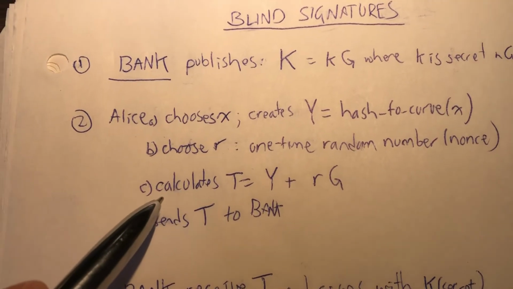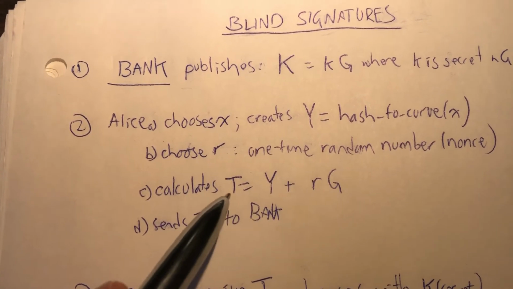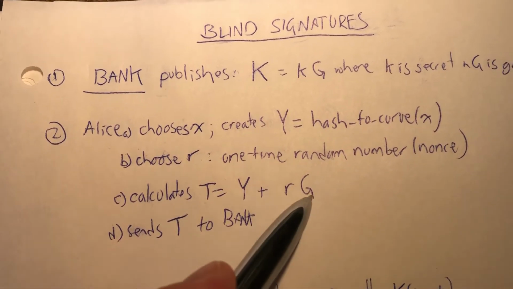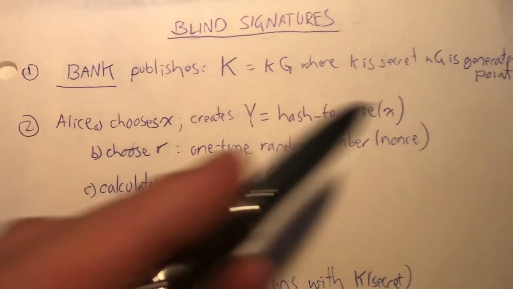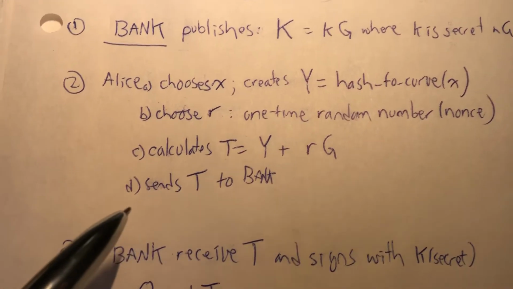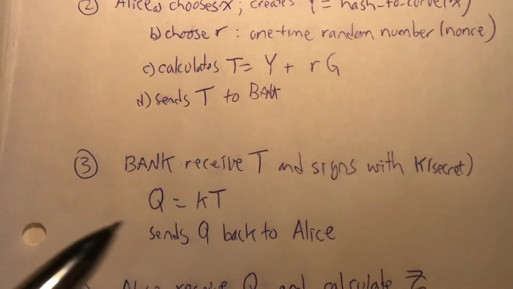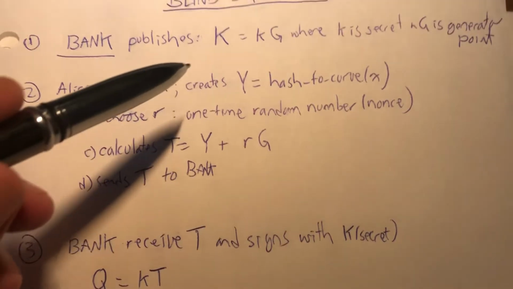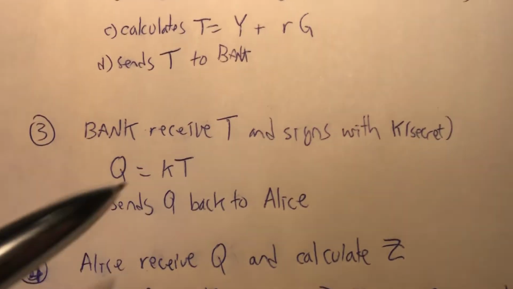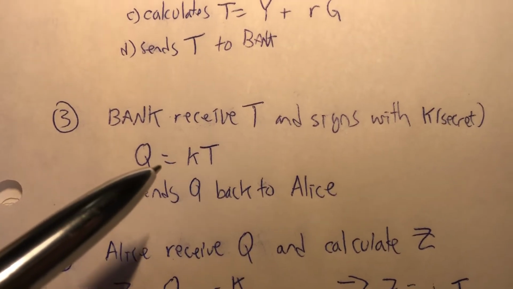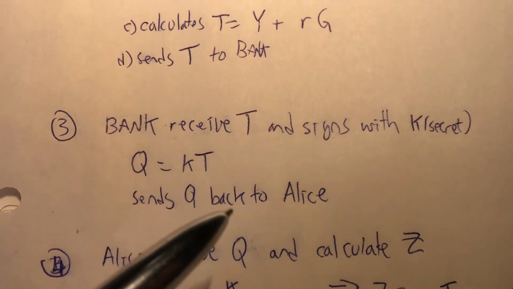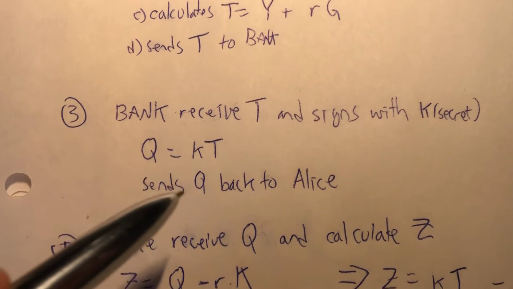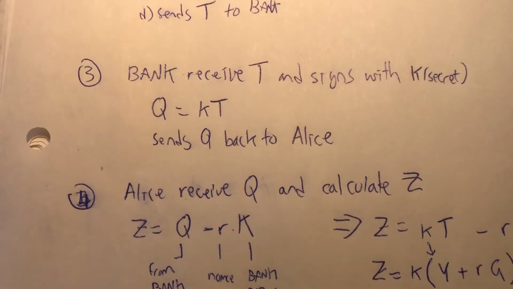And she calculates the blinding payload, if you will, and that's T. It's another point, and basically it's Y plus the random number r multiplied by the generator point G. So she comes up with T and sends T to the bank. The bank receives T and signs it with its secret, which is the lowercase k, and sends back to Alice this value Q, which is k times T. Alice gets this Q, but she has no idea what the numbers are behind it. Again, that's due to the discrete logarithm problem.